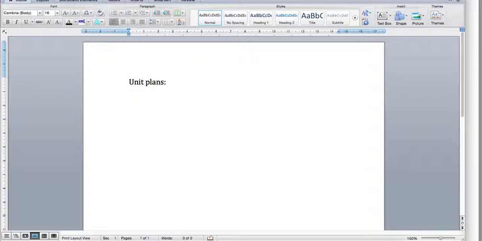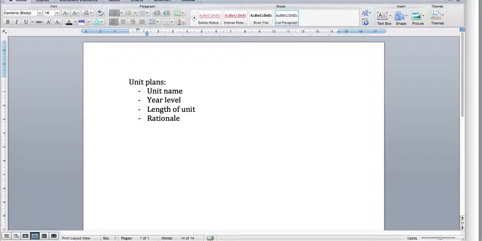So unit plans, we're always going to have the unit name, the year level, the length of the unit. We're going to have a bit of a rationale, and that can look different across different unit plans. A unit description, sometimes they're in together. We've got what the assessment task is, the lesson overviews, and that will include things like the objectives, the content, the skills that are to be covered in a lesson.